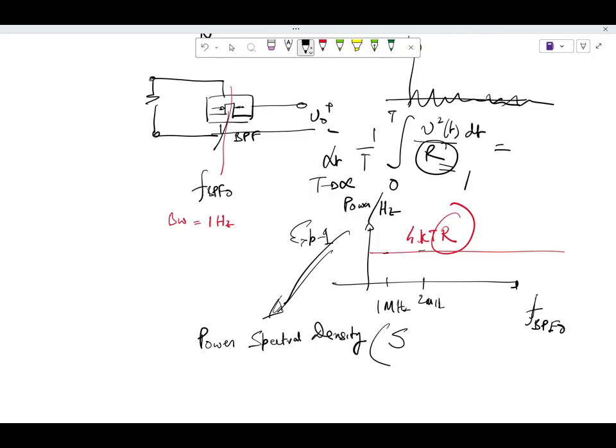And its symbol is S. Subscript V means I am talking about the power spectral density of a voltage. If I say subscript I, it means the power spectral density of the current. But in both cases, note that this is not an actual power. It is basically variance, right? Because it has volt square and I square. If you assume that it is passed through a resistor of 1 ohm, you get the unit of power, and hence it's called power spectral density.